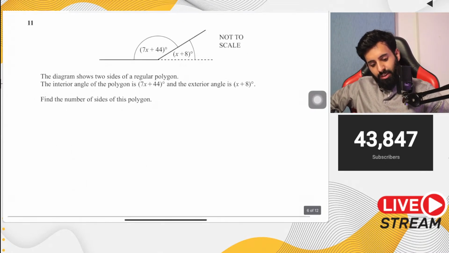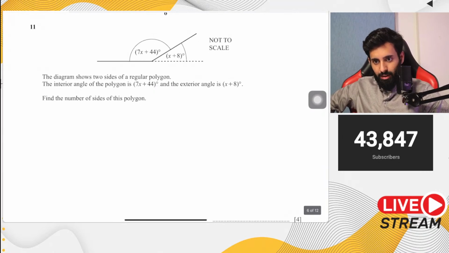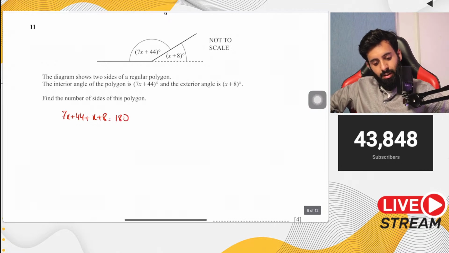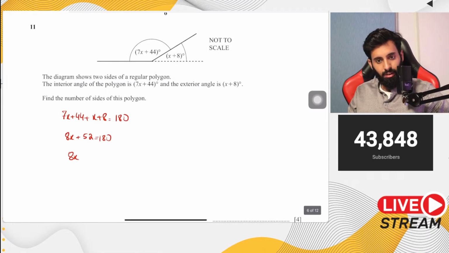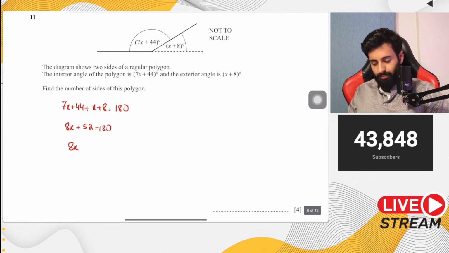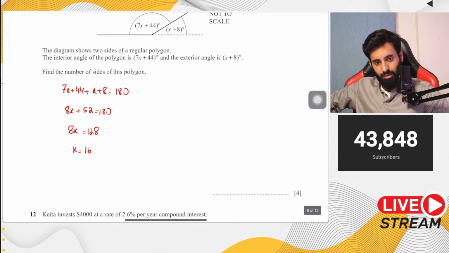Let's see. First of all, let's find the value of x. 7x plus 44 plus x plus 8 equals 180, which means 8x plus 52 equals 180, which means 8x equals 180 minus 52. Let's work this out. 180 minus 52 is 128, and divided by 8 we get 16. So 8x equals 128, which means x equals 16. Now 16 is not your final answer. Just keep that in mind. 16 is not your final answer.